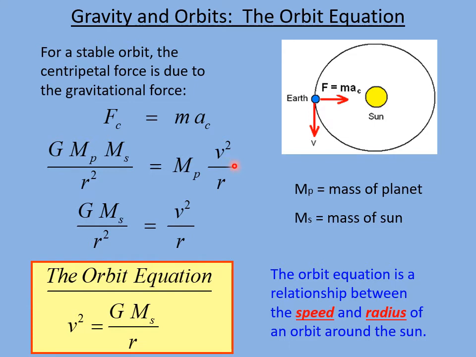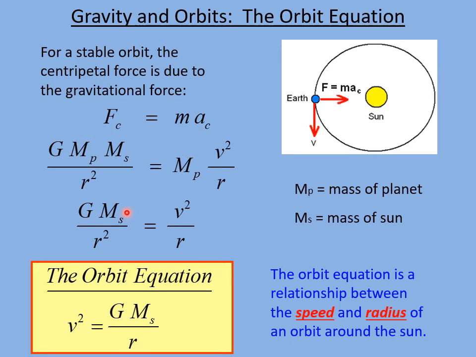So what we can do now is clean up this equation a little bit. We've got the mass of the planet on the left, and we've got the mass of the planet on the right, so we can cancel those out. And interestingly, the orbit doesn't depend on the mass of the planet, only on the mass of the sun, because the m sub s here remains.